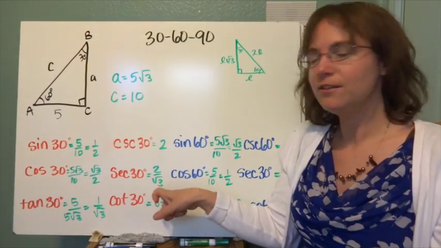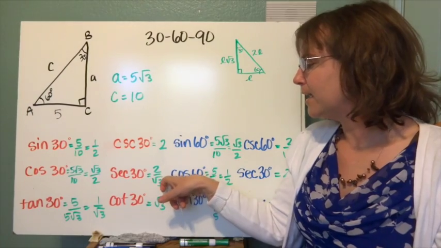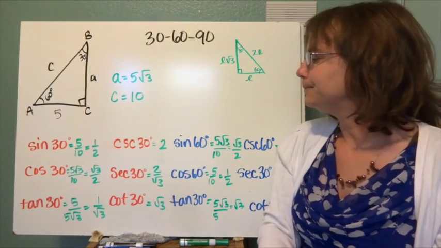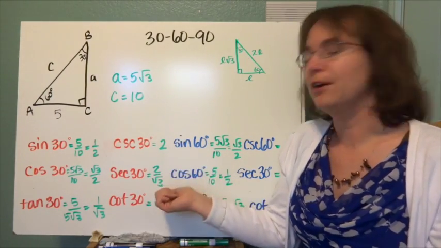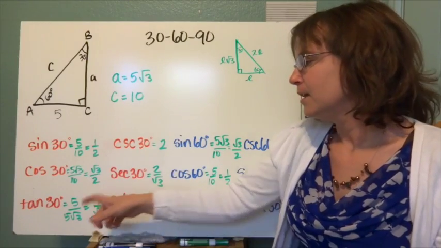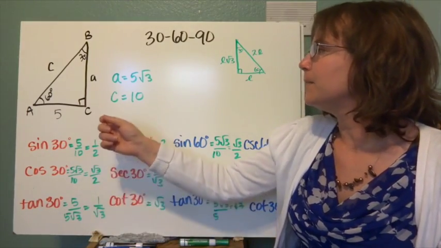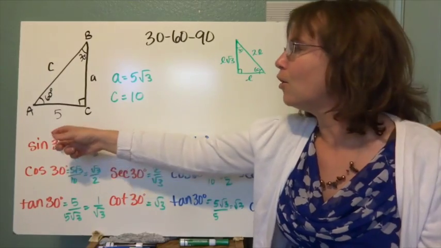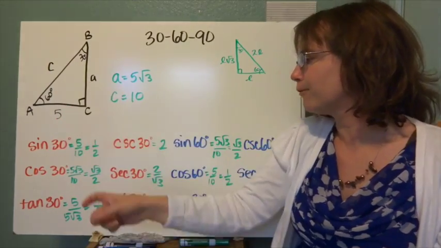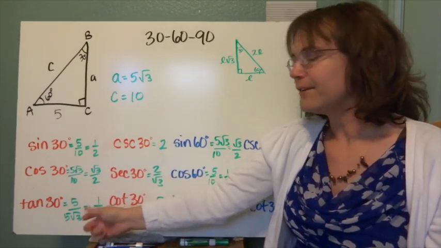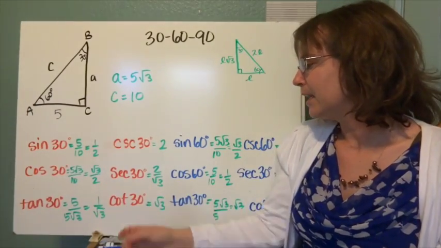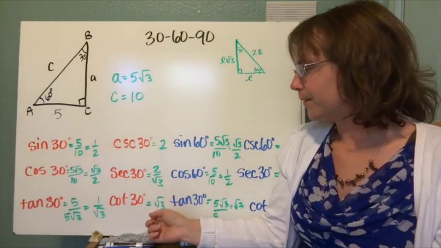This is not rationalized. If you wanted to rationalize it, you just multiply both the top and the bottom by rad 3. So rad 3 over rad 3, which is just a 1. So tangent of 30 is going to be the opposite over the adjacent. So 5 over 5 rad 3. 5 over 5 rad 3 is just 1 over rad 3, and the cotangent is just the reciprocal.